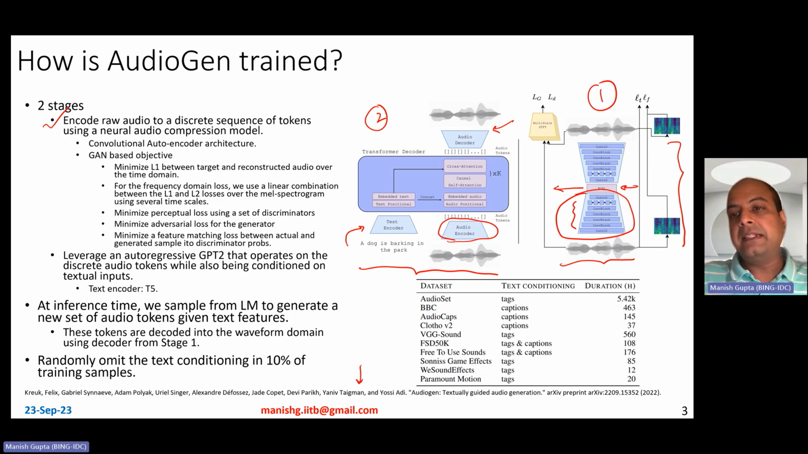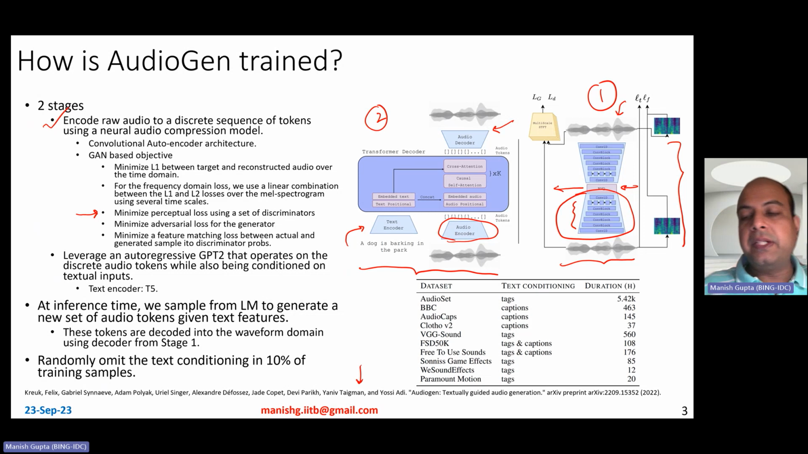The more interesting part is that, of course, it's an autoencoder architecture, which basically means the input is audio, and the output tries to reconstruct the audio. However, the way it is trained is using GAN-based objective functions. So there is a generator and there is a discriminator. The discriminator's job is essentially to minimize perceptual loss.